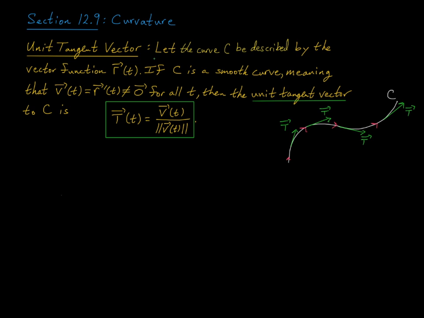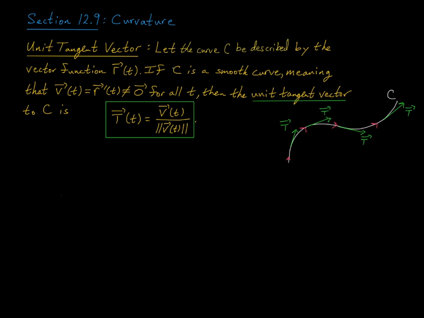And I have the definition here. It says, let the curve C be described by the vector function r of t. If C is a smooth curve, meaning that the velocity vector v is non-zero for all t, then the unit tangent vector to C is this vector, capital T, which by definition is the velocity vector divided by its magnitude. Okay, so a couple comments here.